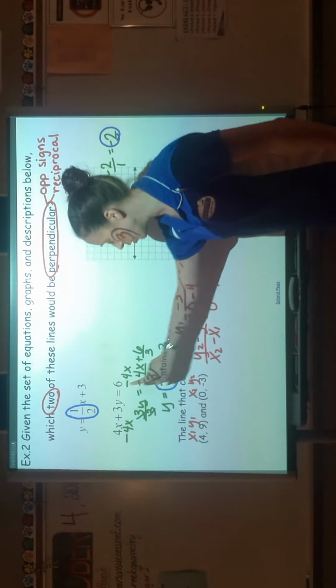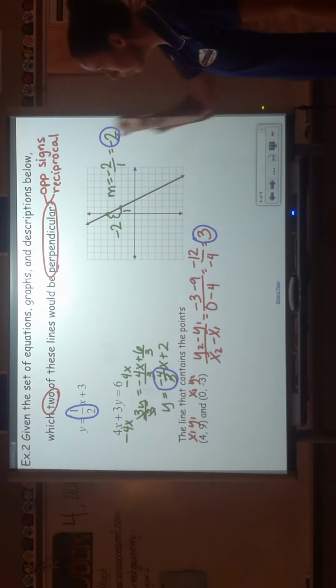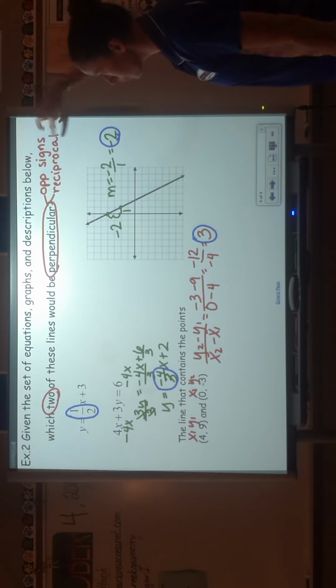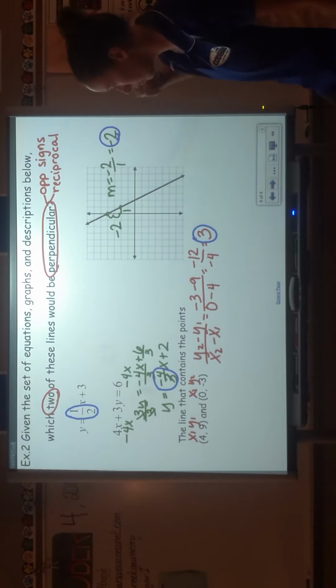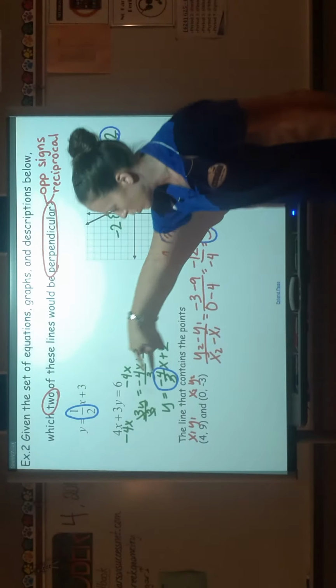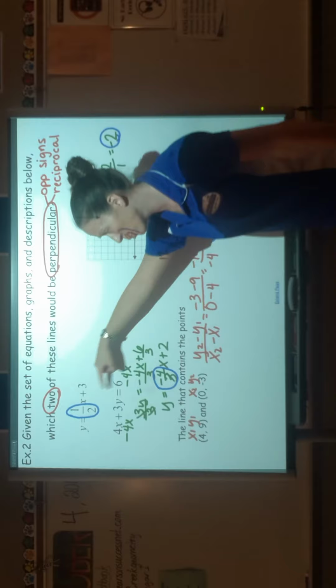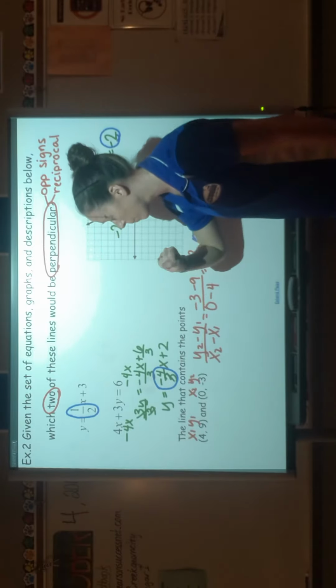At this point, these four values are the slopes that we're looking at, and we're looking for opposite signs and reciprocal, flipped fraction values when compared to each other. Well, let's compare these two. Opposite signs, that is true, but are they reciprocals of each other? No. So these two are not perpendicular.